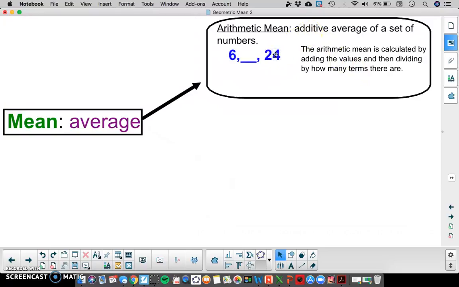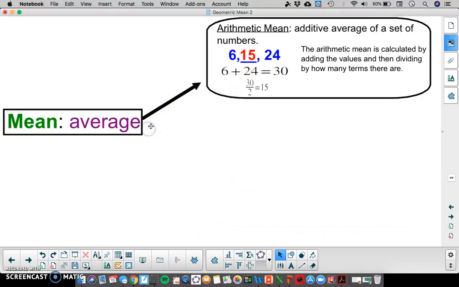So if I want to find the average of 6 and 24, I would add 6 and 24 together to get 30. And because there are two numbers, I would divide by 2. So 30 divided by 2 is 15. That means that 15 is the arithmetic mean of 6 and 24.